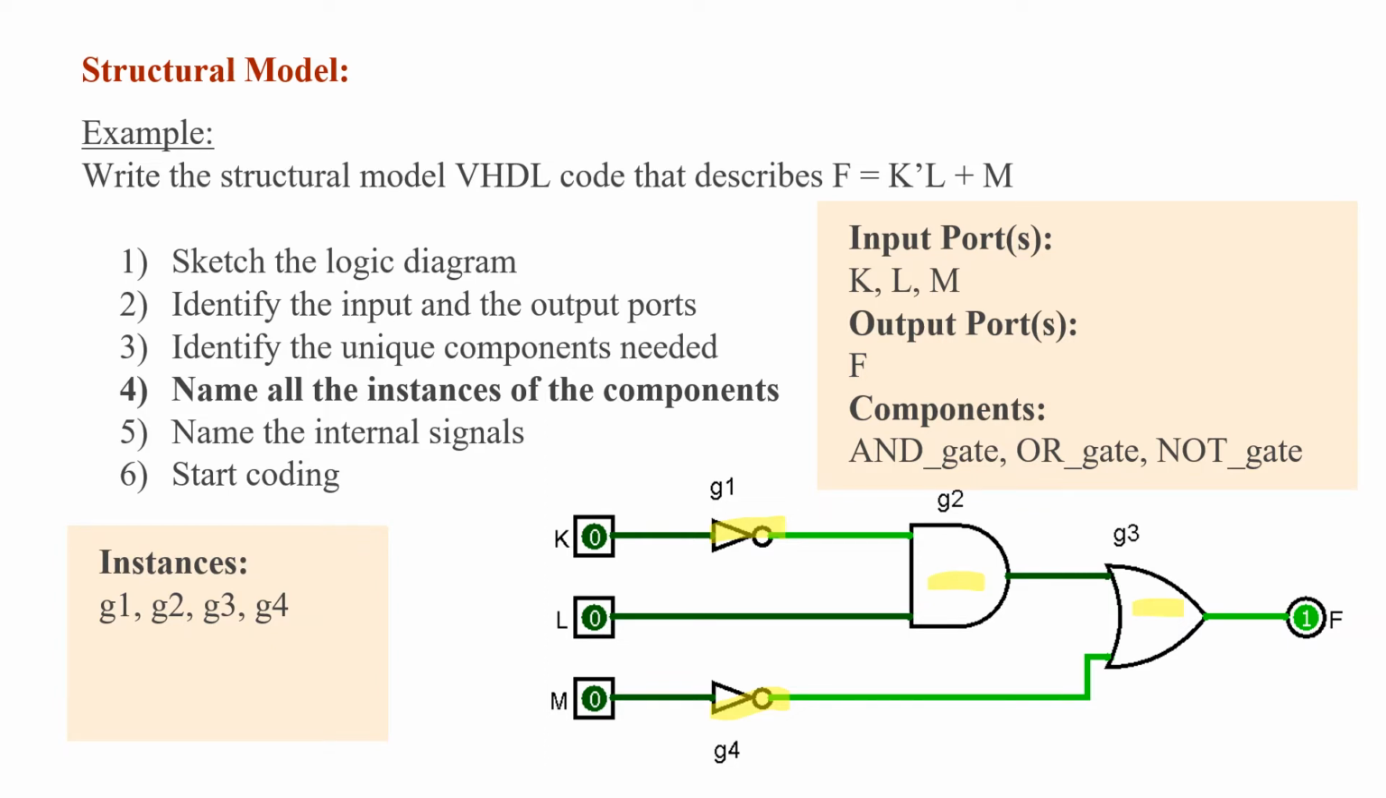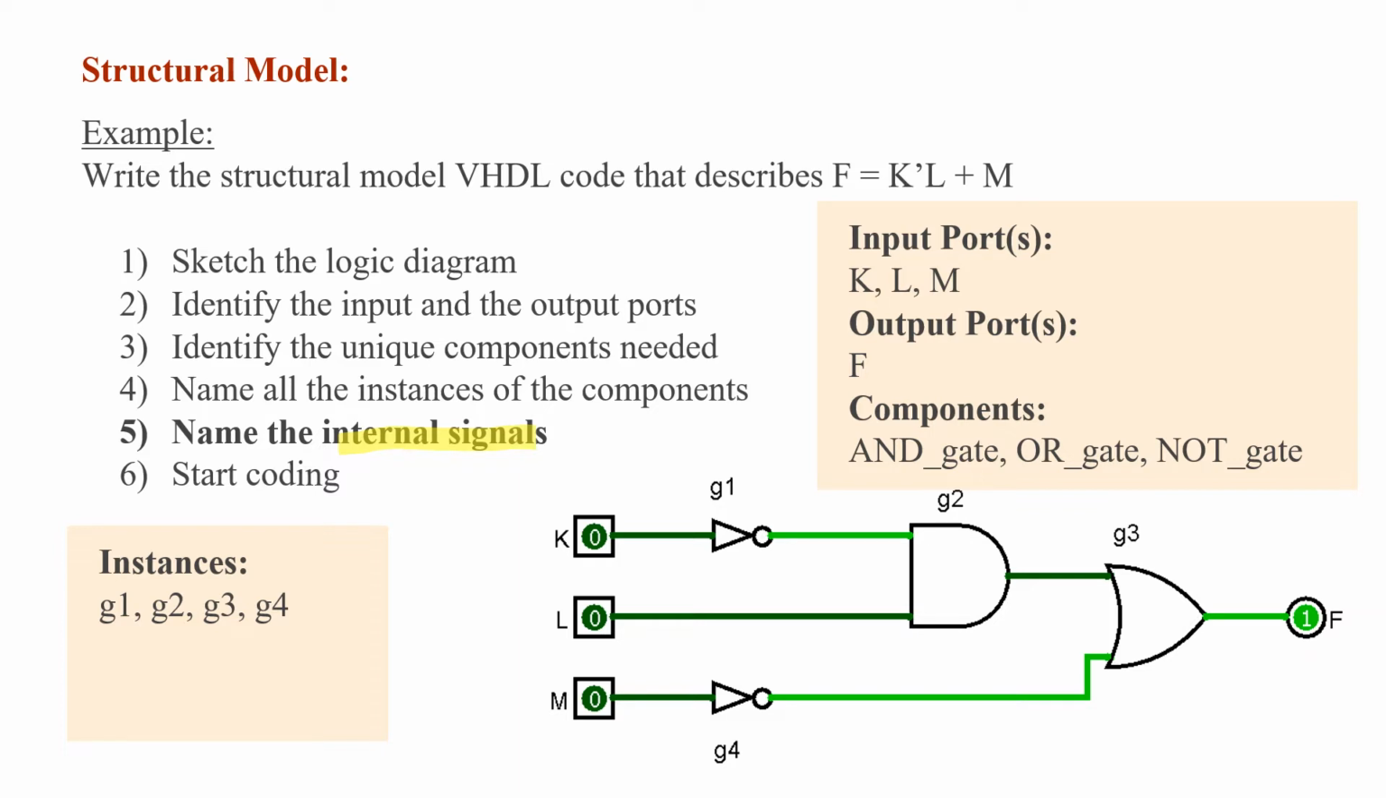So we need a total of 4 instances, 2 instances from the NOT gate, 1 instance from the AND gate, and 1 instance from the OR gate. In step 5, we will name the internal signals. When we say internal signals, what we mean is any signal that is not an input or an output.